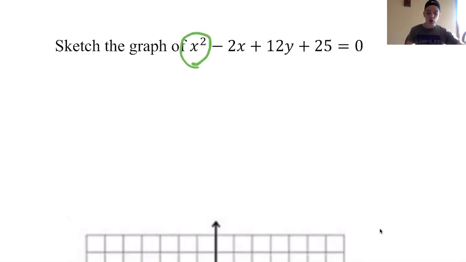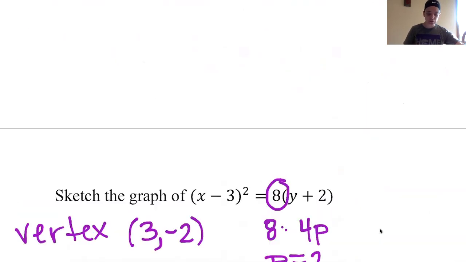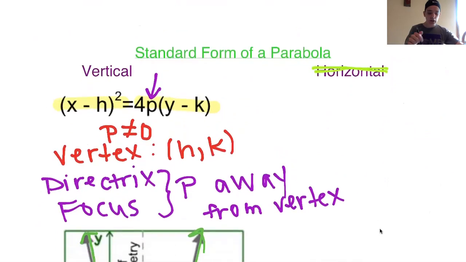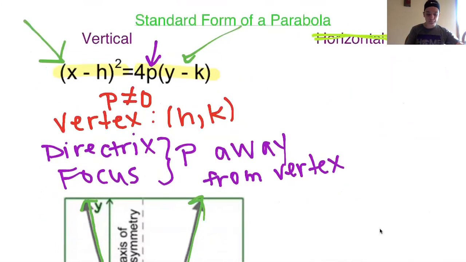Notice how we have one term that is squared and all of the other terms with a variable are linear. So since only one variable is squared and not the other one, we know that this is a parabola, okay? So in order for us to get it into this form up here, notice how we need the square of a binomial on one side and our linear information on the other side, okay?